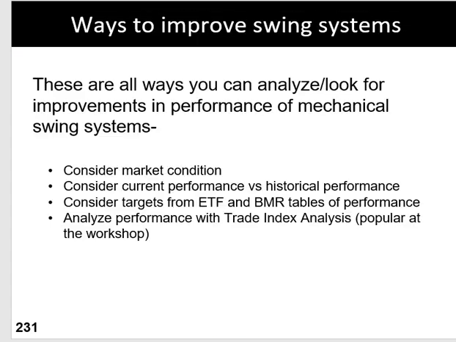We've taken a look at ways to improve performance of mechanical swing systems by putting in a little bit extra research, considering market conditions in various ways, looking at current performance versus historical performance, looking for candidates in ETF2 and the BMR as ways to finding and then tapping into longer term momentum, and then under separate briefings, looking at trade index analysis as a way to improve the particular rule sets that you're interested in.